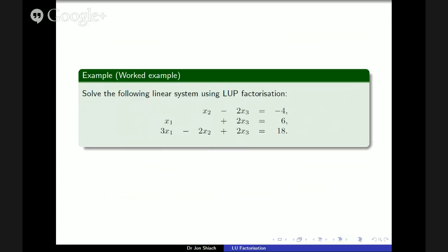So my lower triangular matrix was 1 0 0, 0 1 0, 1/3 2/3 1, and Y1, Y2, and Y3 are our unknowns. Our P matrix was 0 0 1, 1 0 0, 0 1 0, and that's multiplied by the right-hand side vector. So we've got to solve that.